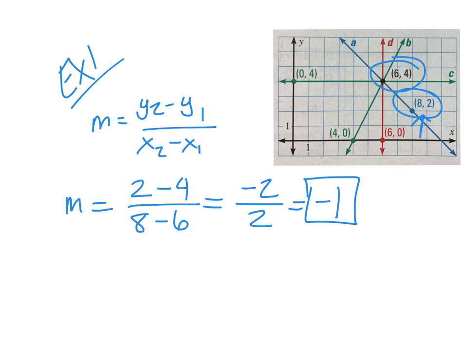All right, now let's look at the slope of line D. Okay, well, what kind of line is line D? It's an undefined because it's a vertical line. Do I actually need to solve for this slope? No, you can just say m equals undefined. However, I'm going to solve for it because I want you to see what it looks like mathematically. So I would take 6, 0 and 6, 4 as my 2 points.